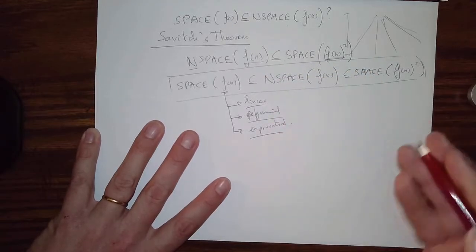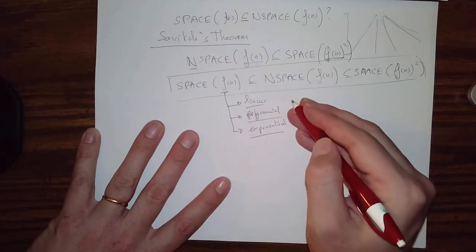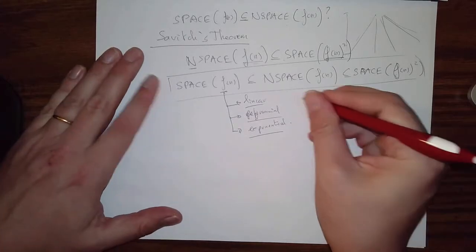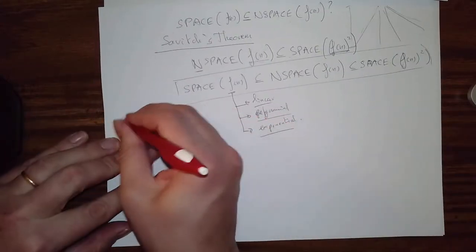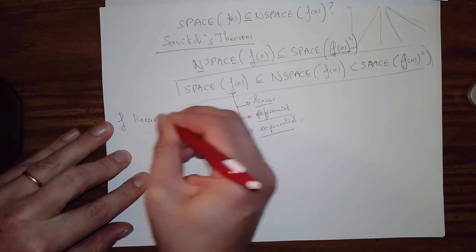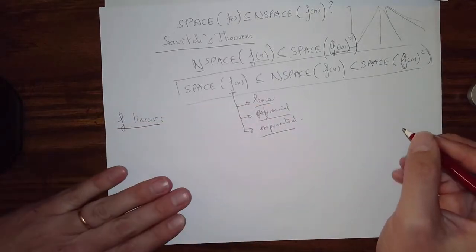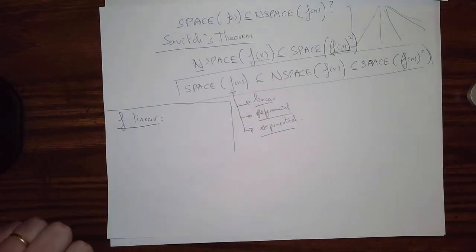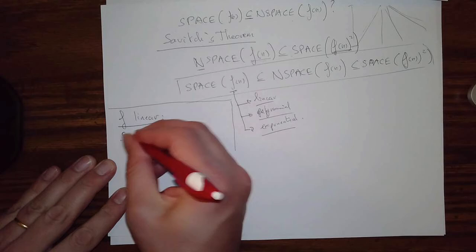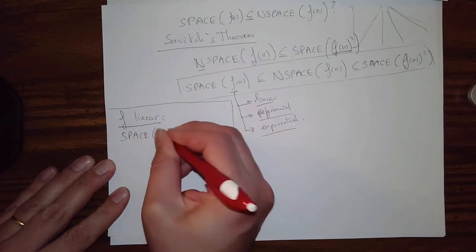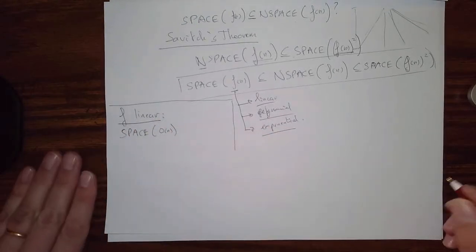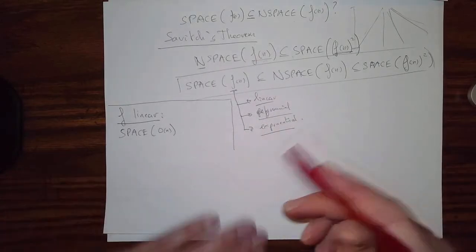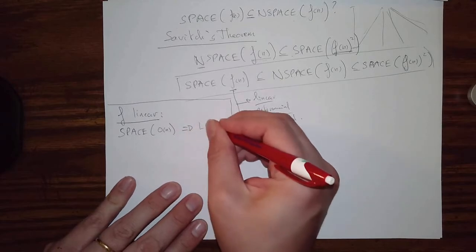Okay, so let's look at the impact of the order of magnitude of f. Let's first take the case f linear. We're going to start with the case where f is linear. So if f is linear, we're talking about space O of n. And I don't know if you remember, but SPACE O of n is exactly the class of languages recognized by an LBA.